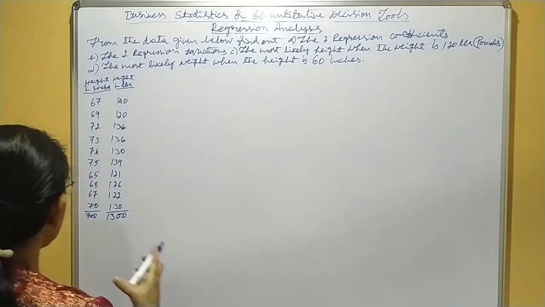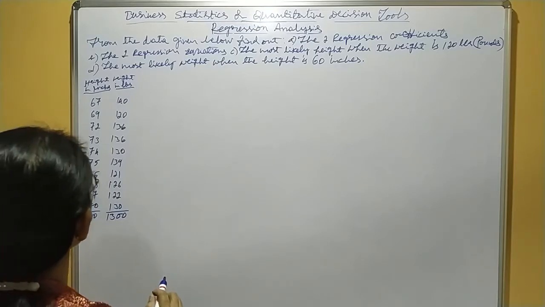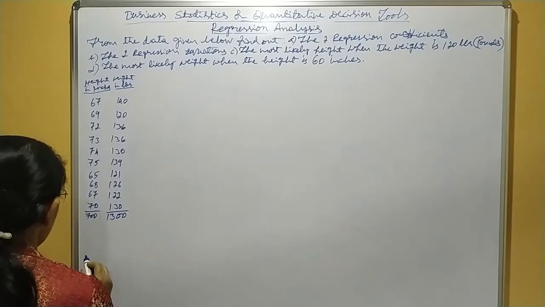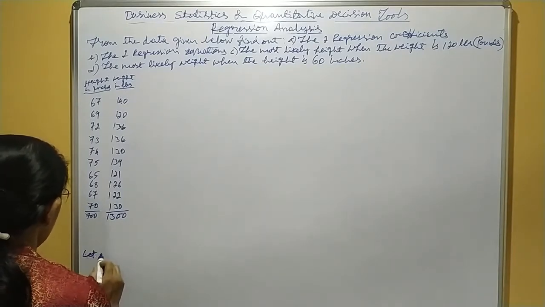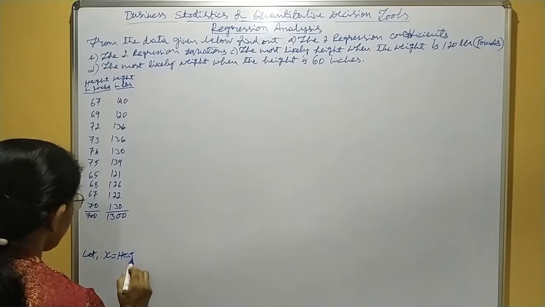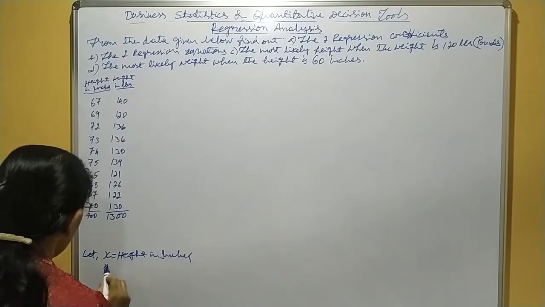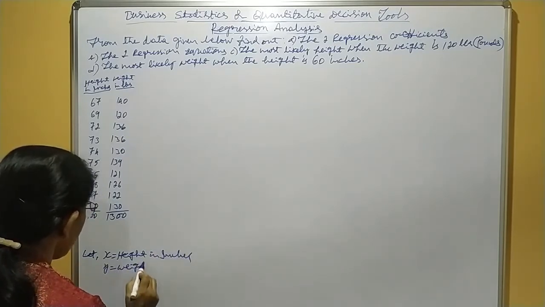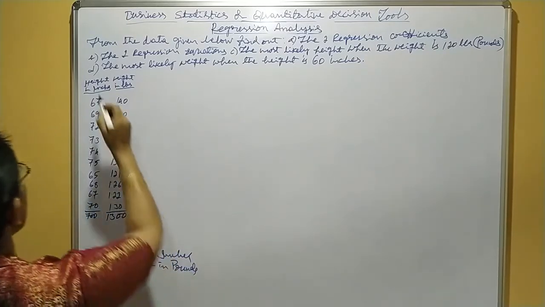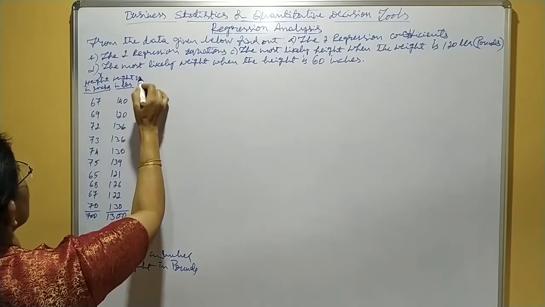Okay. Now first we have to specify clearly among these two variables, height and weight, which one is x and which one is y. Now let x equal height in inches and y equal weight in pounds. Okay. Now that means here height we may take as x and weight as y.